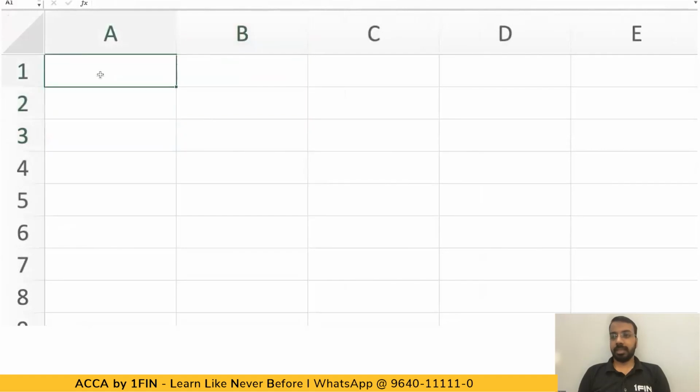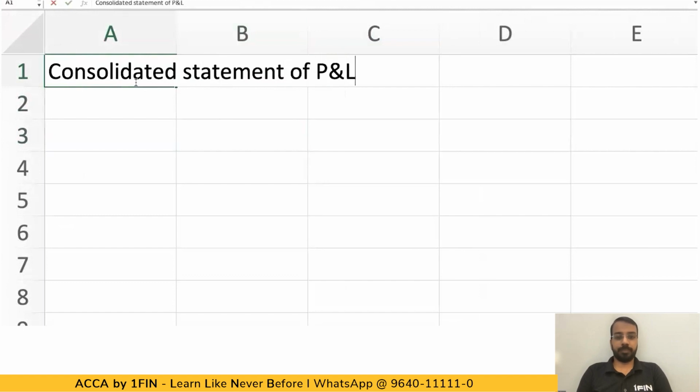Okay, so till the previous revision session, we had completed consolidated financial statements. We covered the consolidated balance sheet part in that, or consolidated statement of financial position. Now we move on to the next part, which is the consolidated statement of P&L. It is simpler compared to the consolidated statement of financial position, because here generally you're not required to calculate goodwill and all of those aspects. You just need to consolidate the P&L.